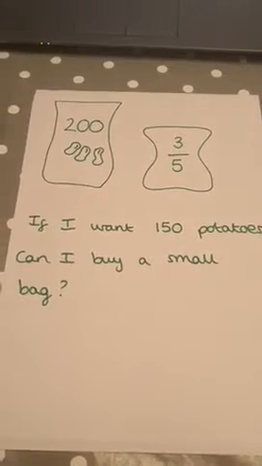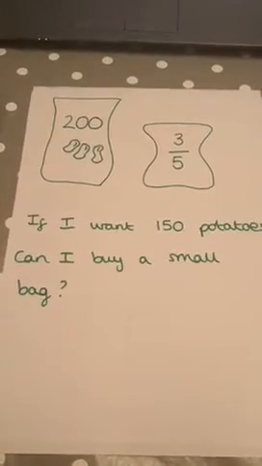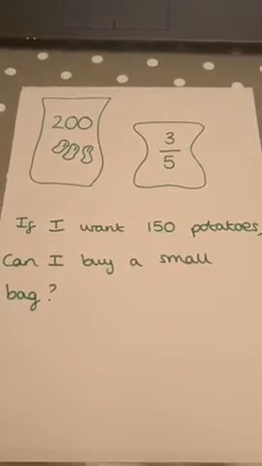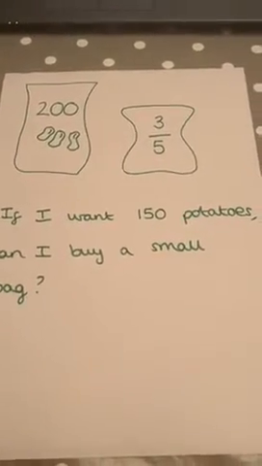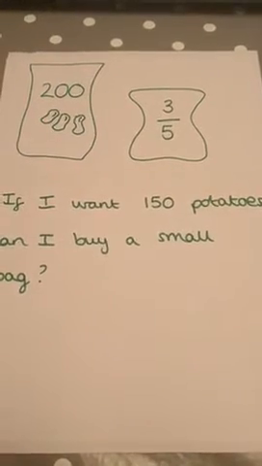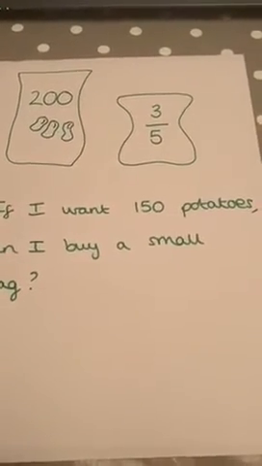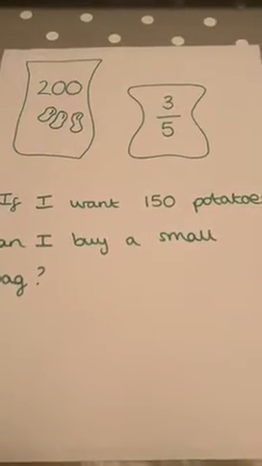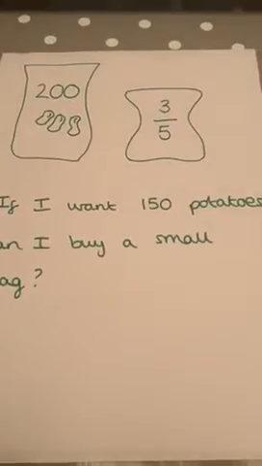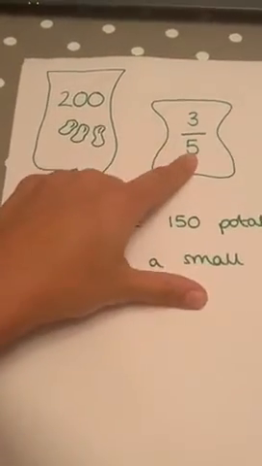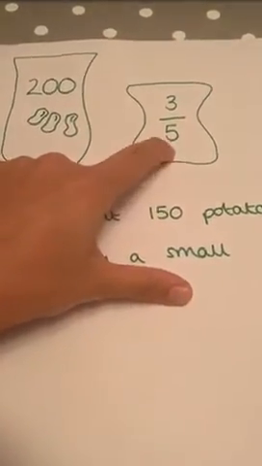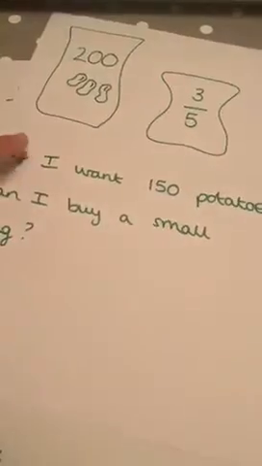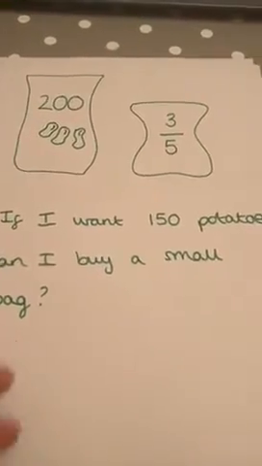Pause the video and have a think about how you might want to work this out. Okay, hopefully you had some ideas and hopefully you were able to talk to a grown-up about it. The first thing we need to do when we're thinking about fractions is to think about our denominator, and I like to call it the magic number. Just think about our denominator, the number we are dividing by. And in this question, the number we're dividing by is 5. So we are going to split our fraction, our bag of potatoes, into groups of 5.